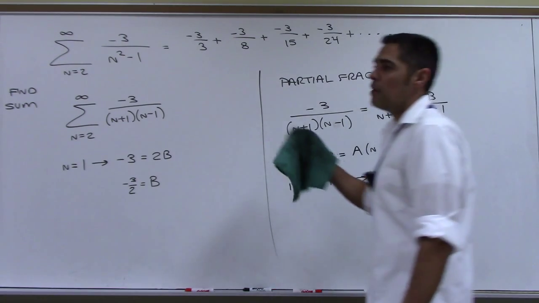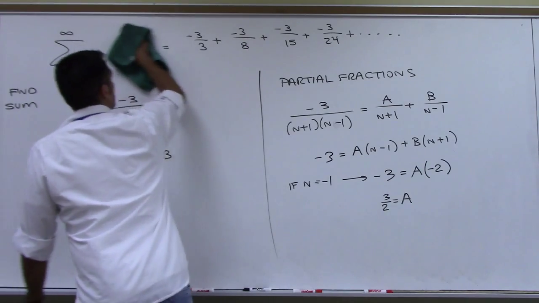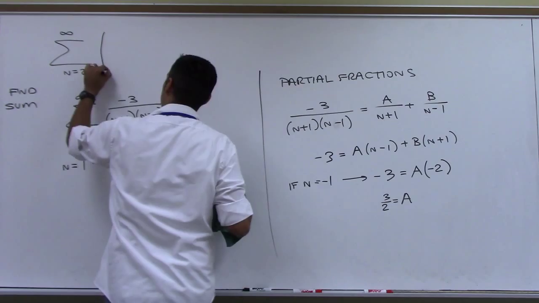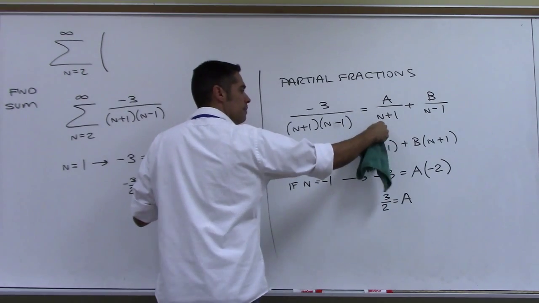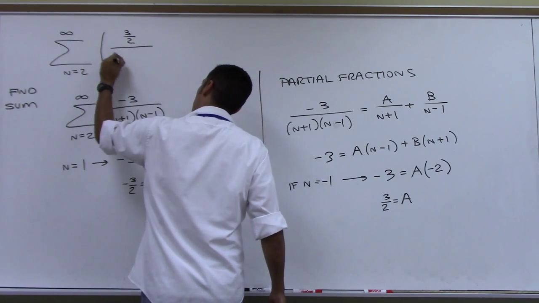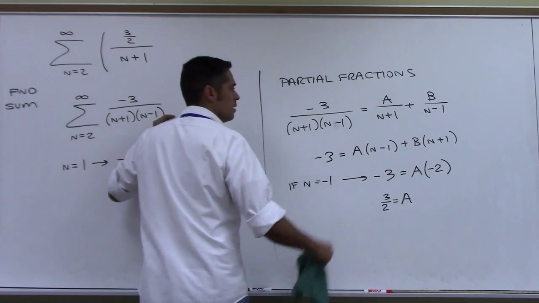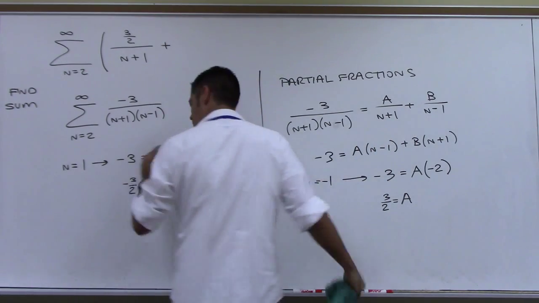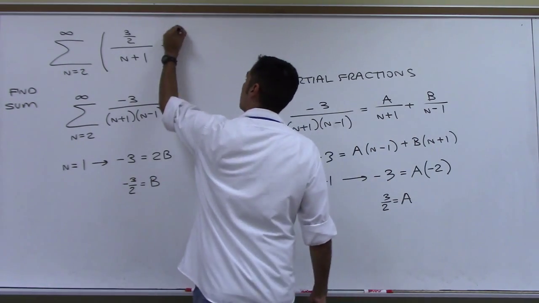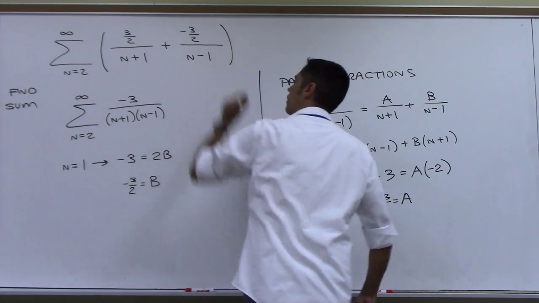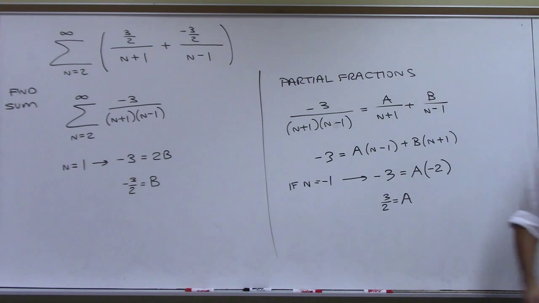So here's the way I can rewrite this series. I'm going to come back up here and rewrite it. It's going to be rewritten as, in parentheses, A over n plus 1, so 3/2 over n plus 1, plus B, which is -3/2 over n minus 1. Y'all still there? Everyone still there? Got it?